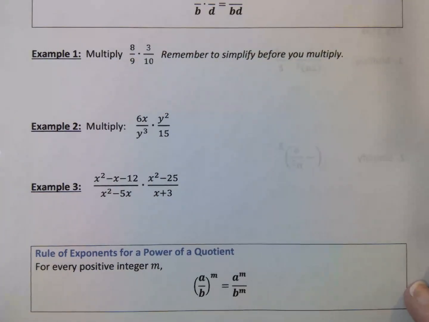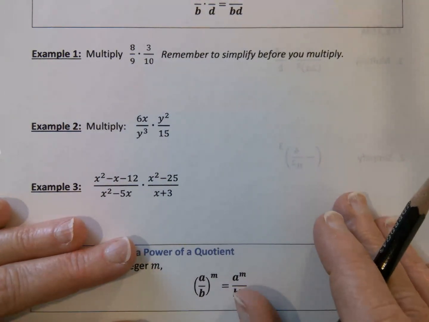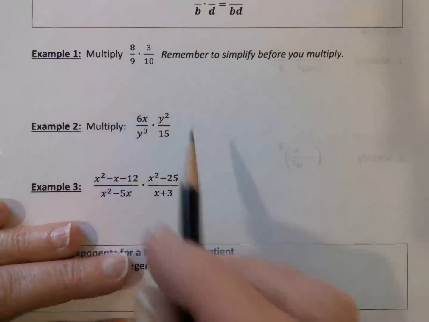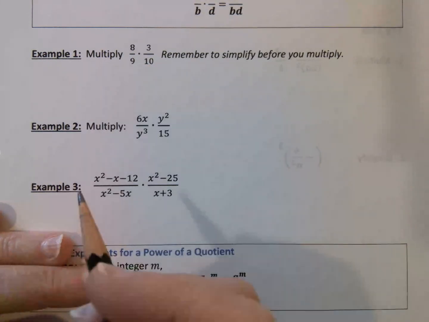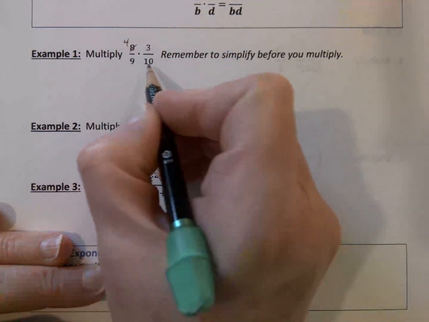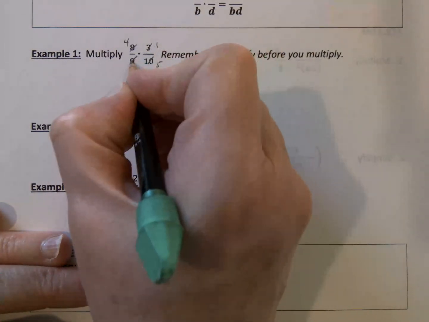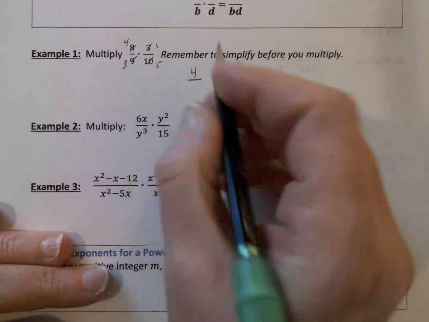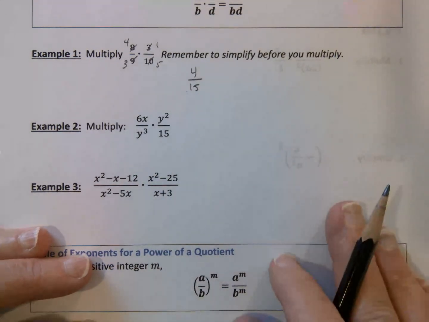So example 1, multiply 8/9 times 3/10. Remember to simplify before you multiply. If you had me in fifth and sixth grade, you know that I really harp on this. Simplify before you multiply. In algebraic fractions, you have to. So I look and I say, well, 8 and 10 have a common factor of 2, so I can divide them both by 2. 9 and 3 have a common factor of 3, so I can divide those both by 3. And I'm left with 4 times 1, which is 4, and 3 times 5, which is 15. And so it's multiplied and it's already in simplest form.